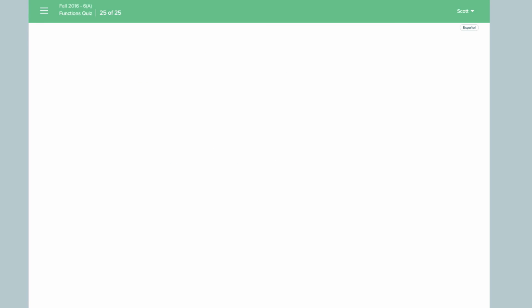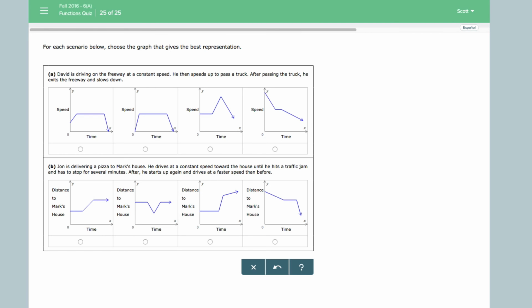And the last question. David is driving on a freeway at a constant speed. He then speeds up to pass a truck. So his speed isn't changing. His y is his speed. It's not changing. It's constant.